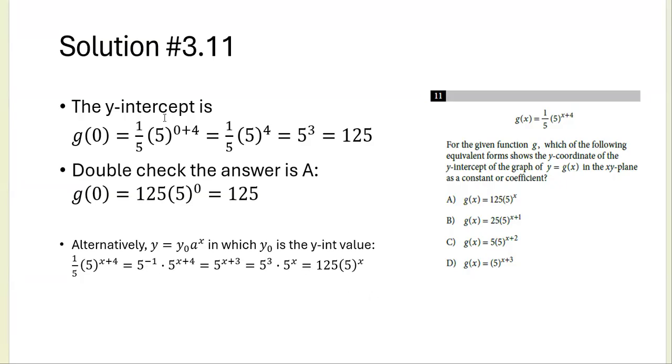So just understand the concept of the y-intercept, and you can quickly get your answer within 10 seconds, to be honest.